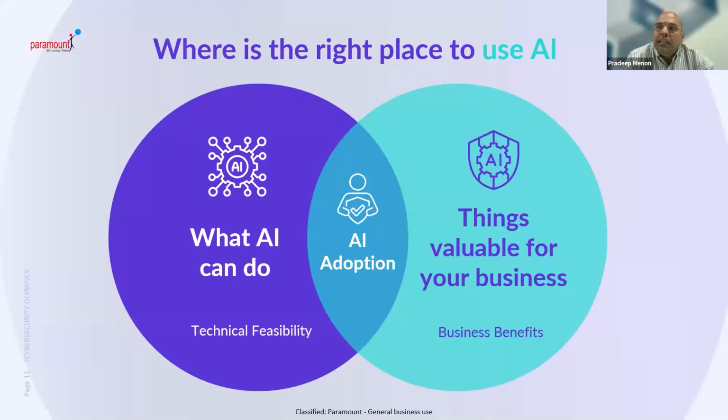So the intersection is where there is a good business benefit, a good business case for it, as well as that activity is feasible to be modeled under AI, so that you get predictive and practical results for your organization.